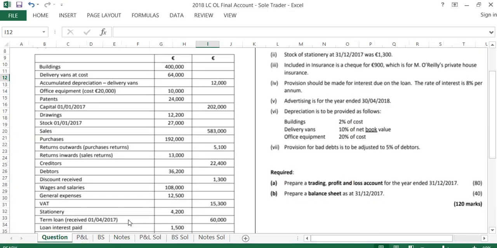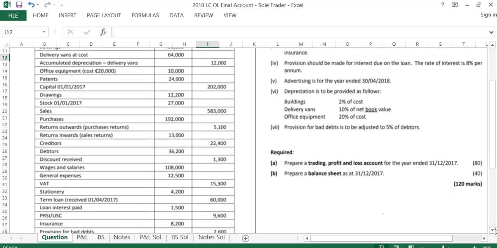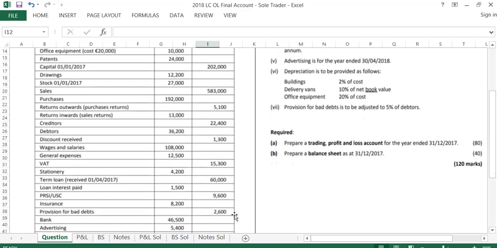Note 7 says provision for bad debts to be adjusted to 5% of debtors. Okay, so at the moment, if we look at our trial balance here, at the moment we have a bad debt provision of 2,600, and we want to change it to 5% of debtors. Now, what is our debtors figure? Our debtors figure is 36,200, so we want to get 5% of that.